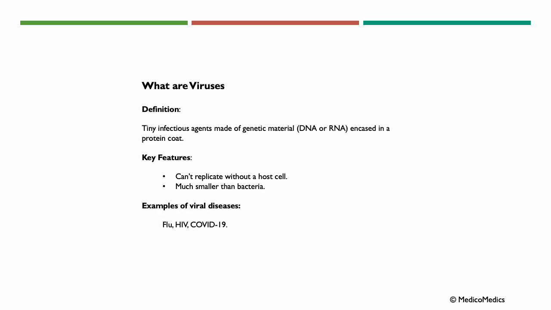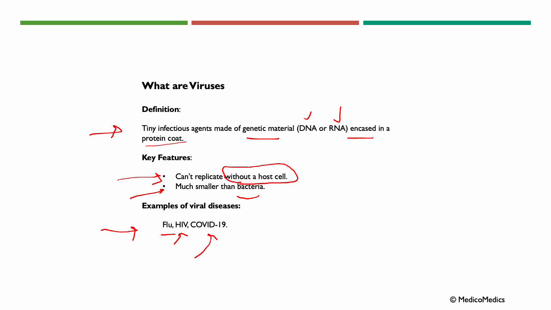Now, viruses are these tiny infectious agents made of genetic material, DNA or RNA, and they are encased in a protein coat. Some key features of viruses include that they cannot replicate without a host cell, and they are much smaller than bacteria. Examples of viral diseases are the flu, HIV, COVID-19, etc.